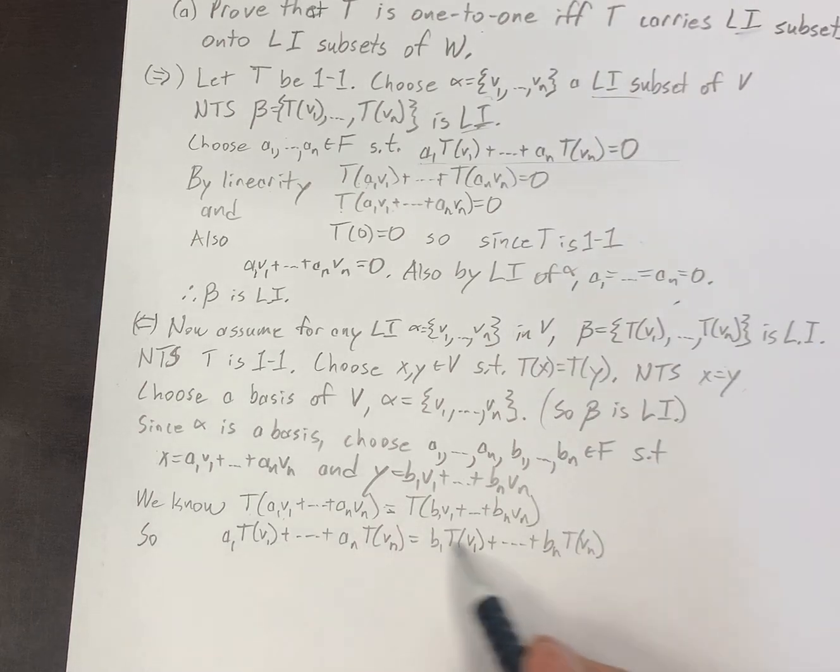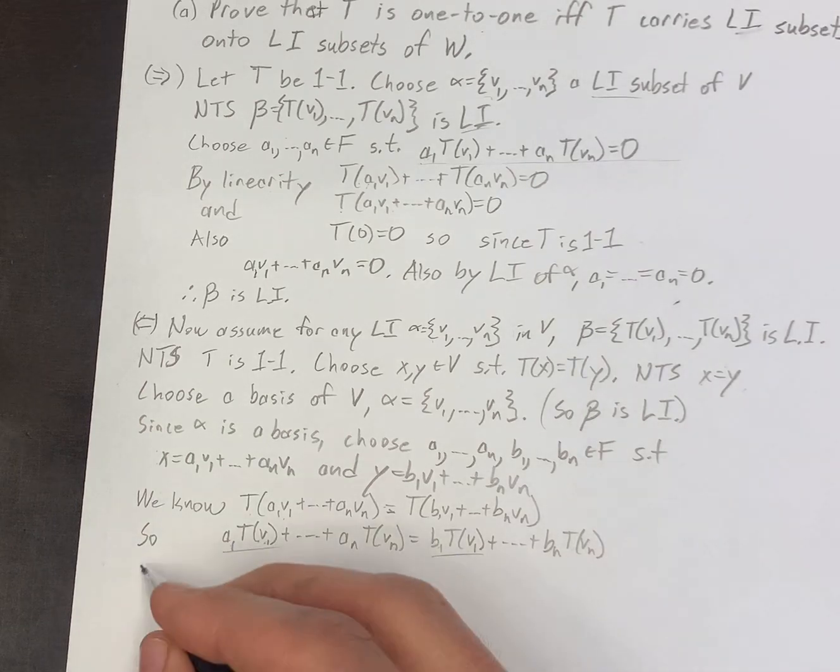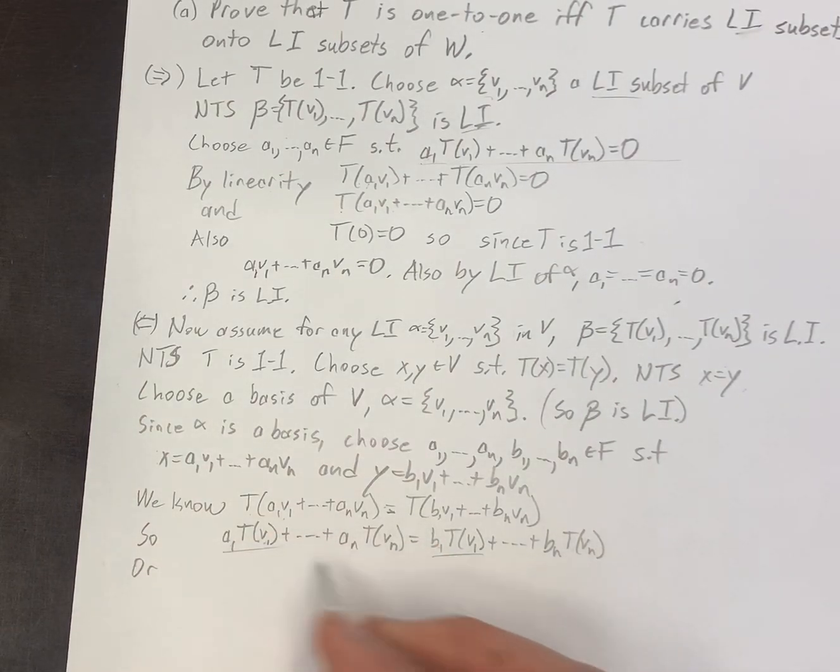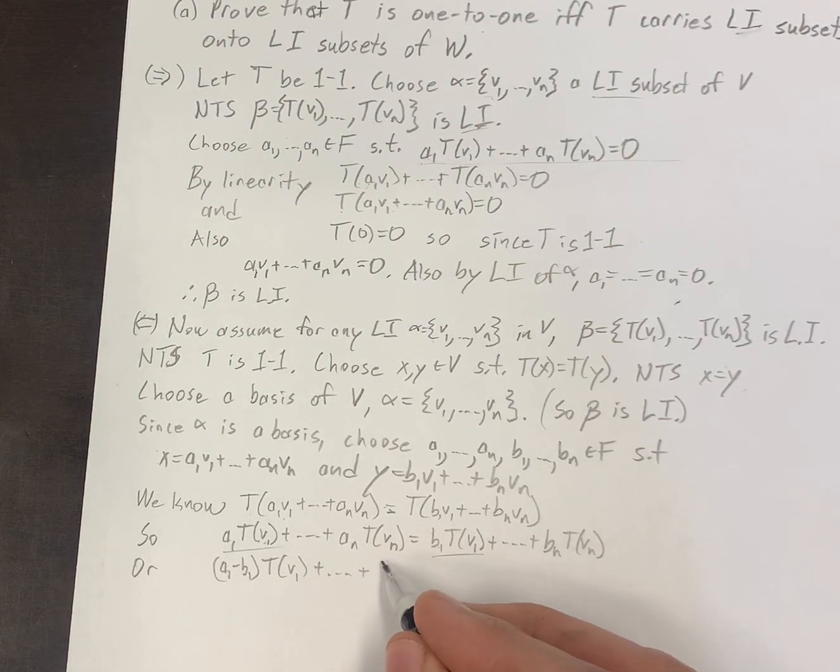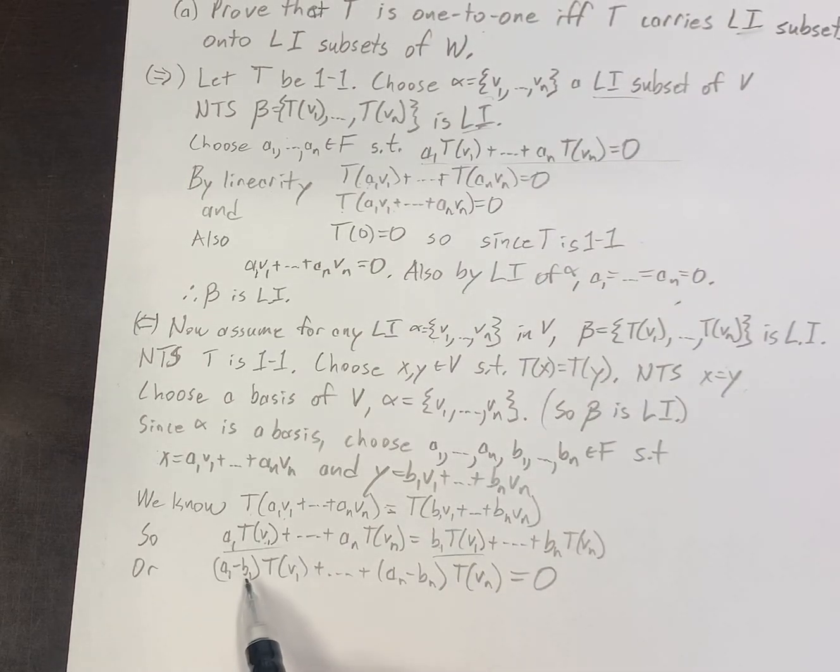Now, these are elements of W, so I can put them all over on one side and gather them. T of v1 is one element of W. I have a1 over here, I have b1 over here. So another way to write this is I have a1 minus b1 times T of v1, if I subtract this over to the other side. And I can do the same for all of them, an minus bn times T of vn, and if I subtract every term over here, I get 0. Oh, so I have a linear combination of the T of vi's that equals 0.